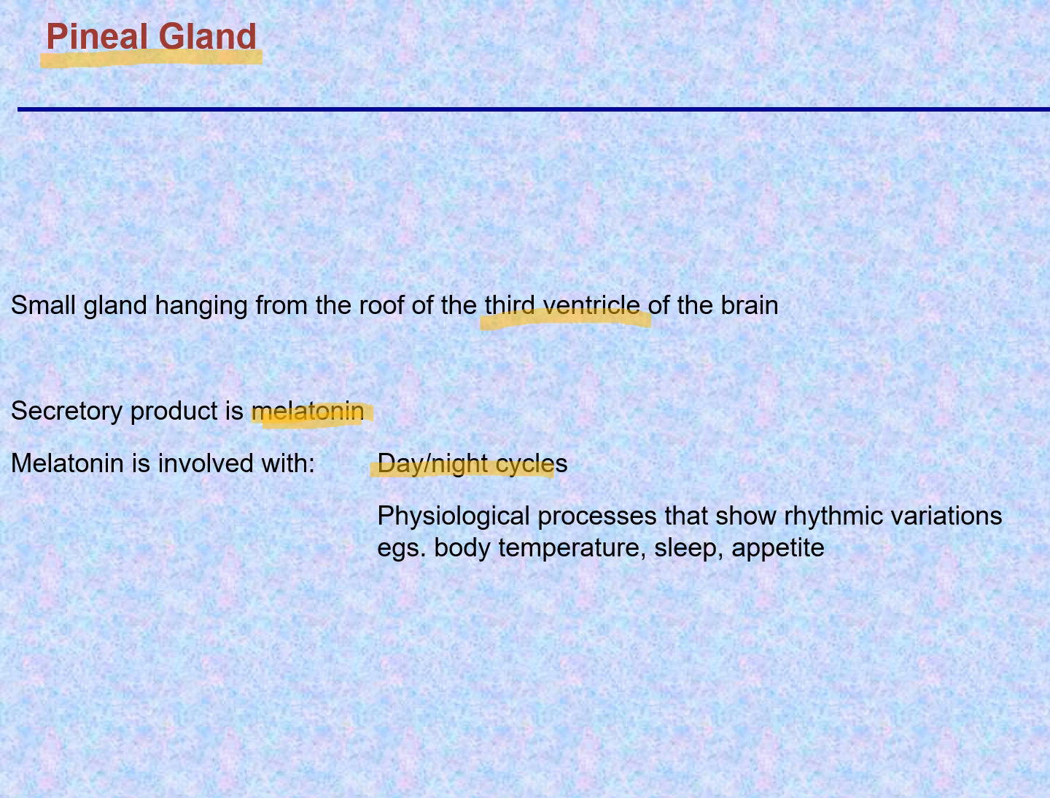And the term for these rhythmic variations is called circadian rhythms. Really should have that on the slide. Circadian rhythms. Circadian. It's difficult to write with this. Rhythms or cycles.